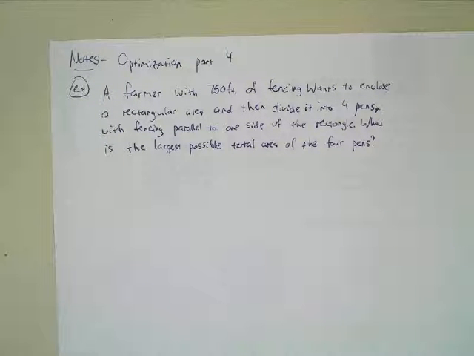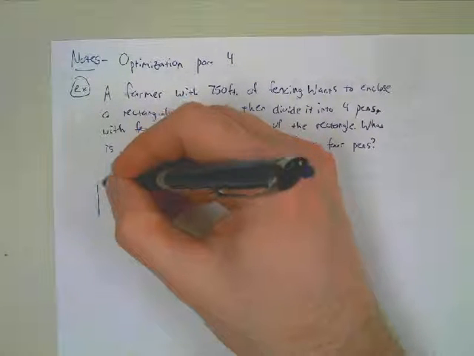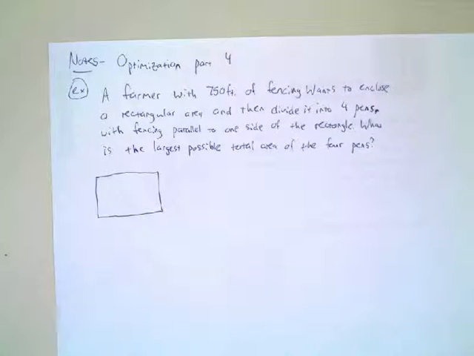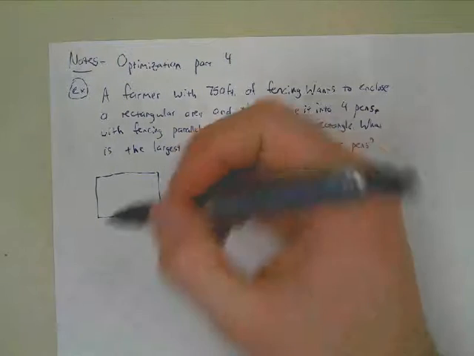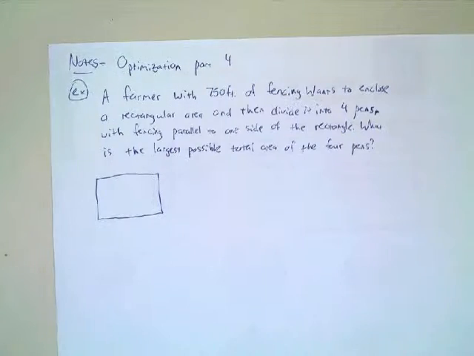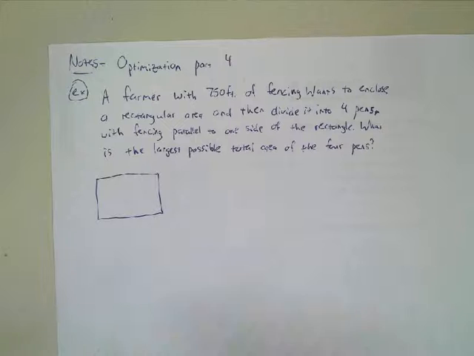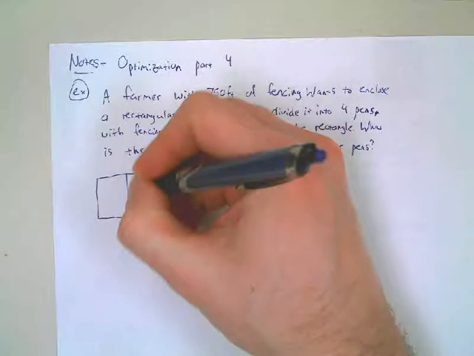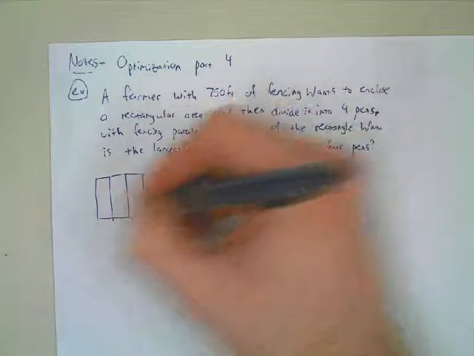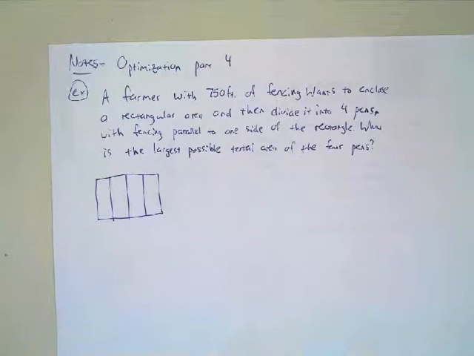Let's draw a picture here. Rectangular pen. Okay, and we're dividing it into 4 pens. Now, you might want to think, oh, then we just cut it into fourths, like this. No, the fencing is parallel to only one side. Well, actually, it's really going to be parallel to 2 sides, but the idea is like this. We're dividing it kind of like this, or like that. You got to be careful there.